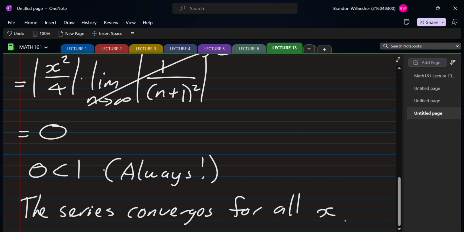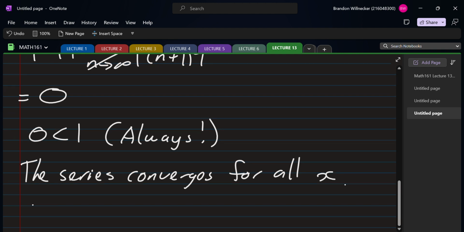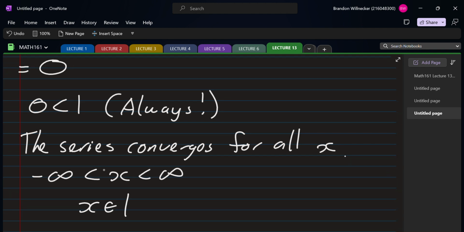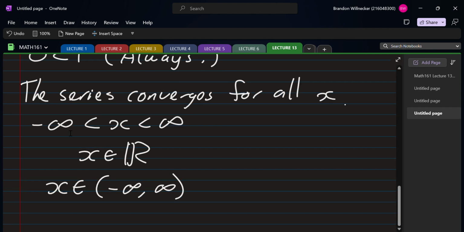for all x. Okay, so you can just say for all x, or you can say minus infinity less than x less than infinity. That works. X is an element of real numbers. That's fine. Or x is an element of minus infinity to infinity. Okay, just different ways of writing the same thing, but you use what's more comfortable for you. Okay, so we see that for this one, it converges for any x value.